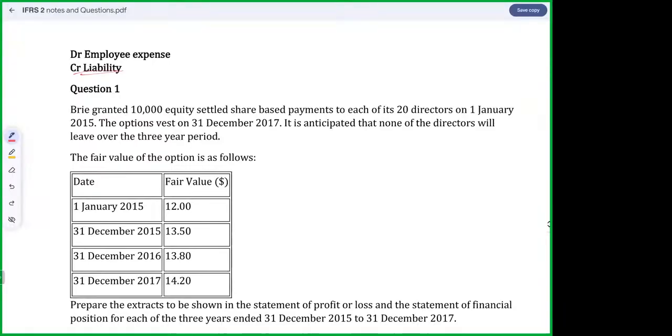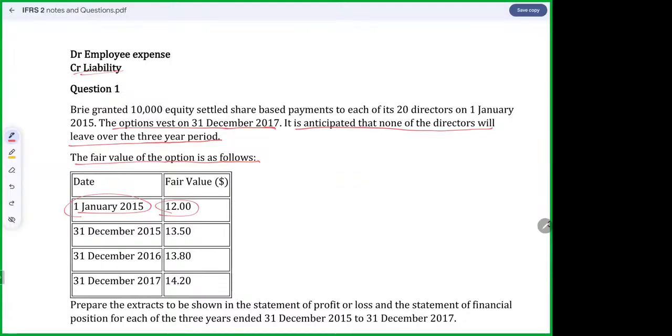You're told Bri granted 10,000 equity settled share-based payments to each of its 20 directors on 1st January 2015. The options vest on 31st December 2017. So the options are going to vest on 31st December 2017. It is anticipated that none of the directors will leave over the 3-year period. The fair value of the option is given as follows. So we have here 1st January 2015, 12 bob, fair value.